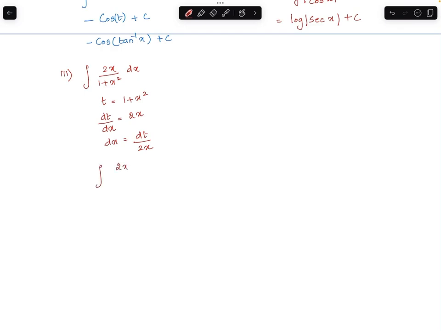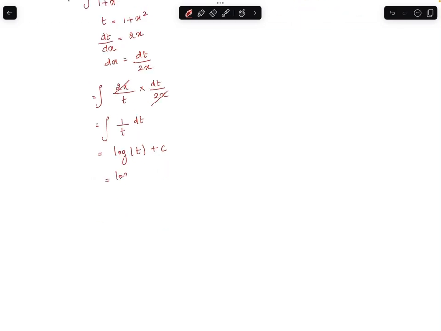Integral 2x upon 1 plus x square, which is t, and dx is dt upon 2x. 2x and 2x get cancelled, leaving integral 1 upon t dt. Integration of this is log t plus c. Replacing t with 1 plus x square, we get log of 1 plus x square plus c.